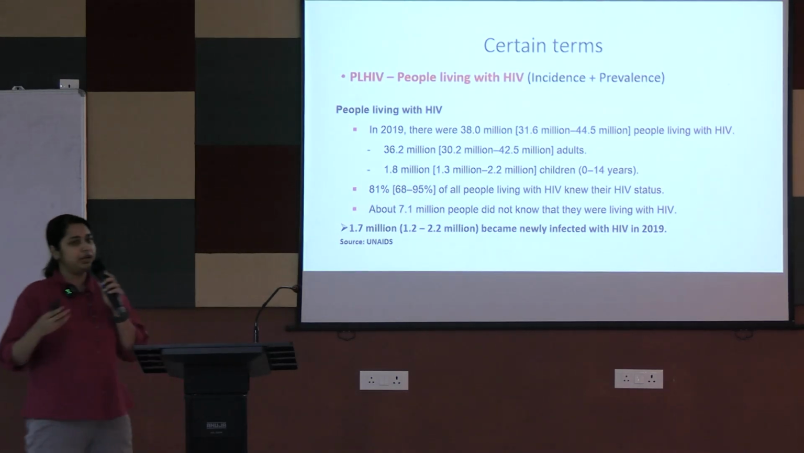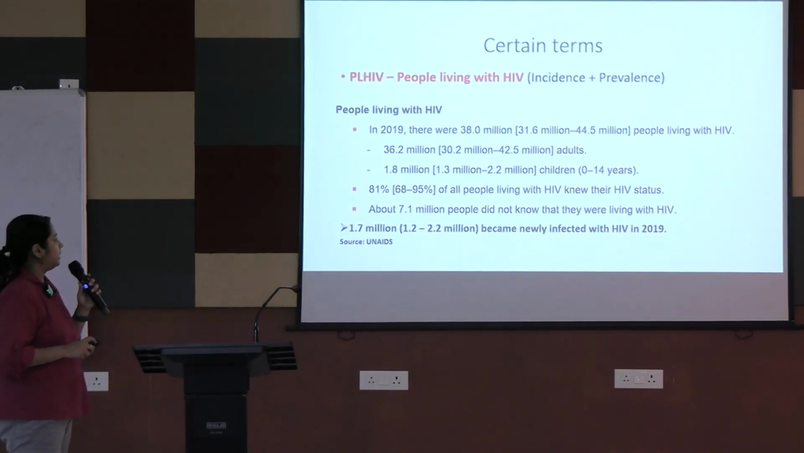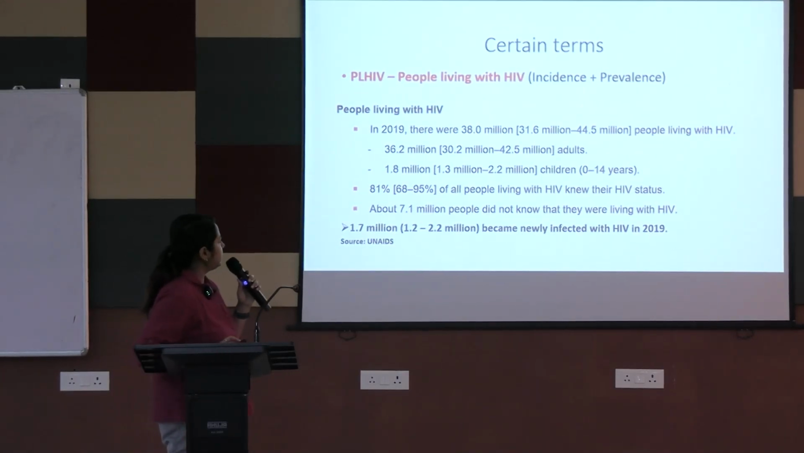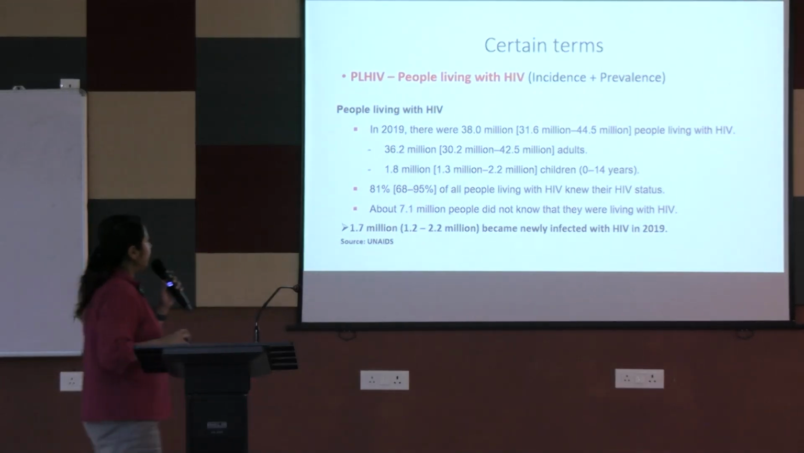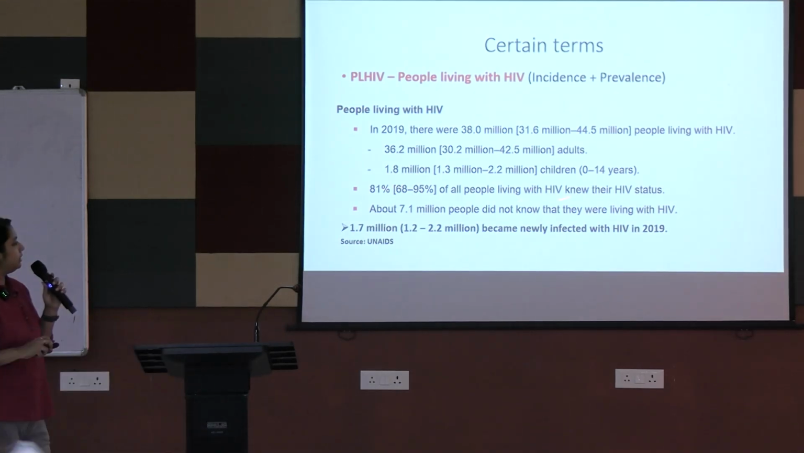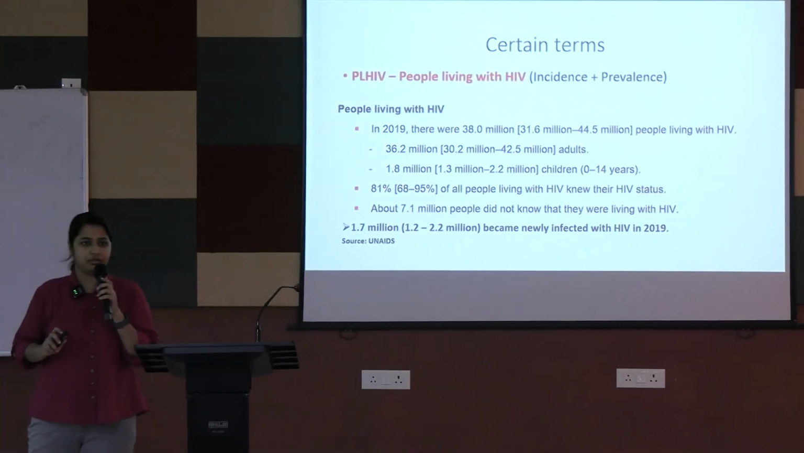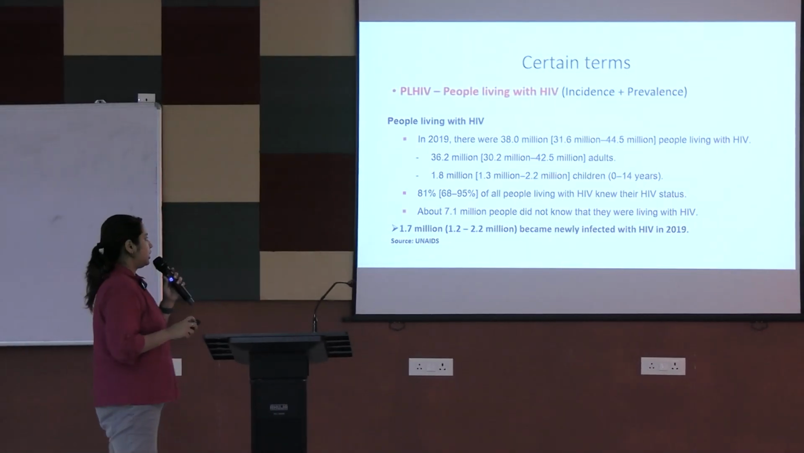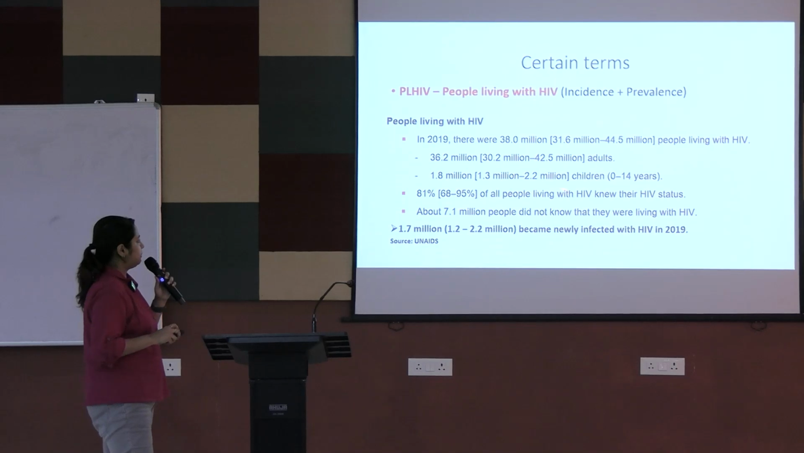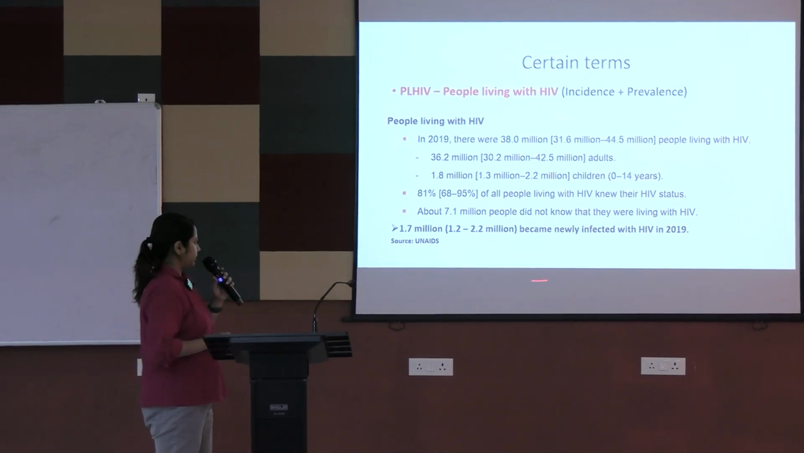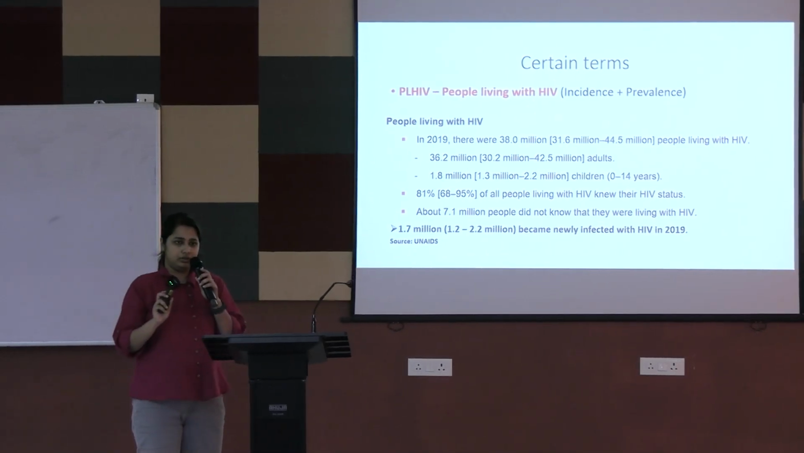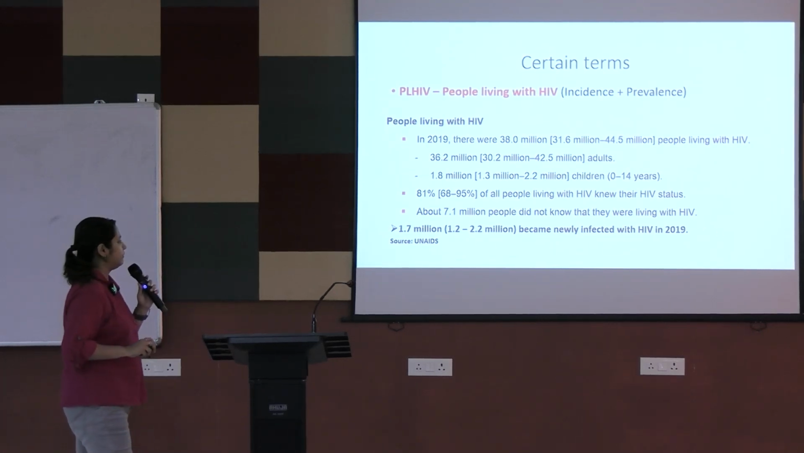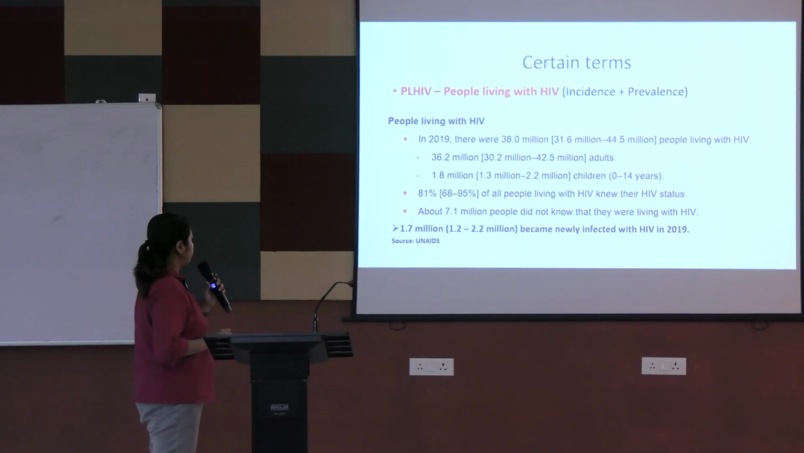Recently UNAIDS did a study, and these are global parameters. They found that 38 million people were currently living with HIV, and 81% of them knew their HIV status. Knowing your own HIV status is very important. So among those 38 million, 81% knew their status and the rest did not know that they were living with HIV. And 1.7 million became newly infected with HIV in that year only.